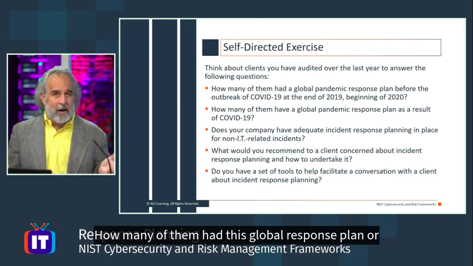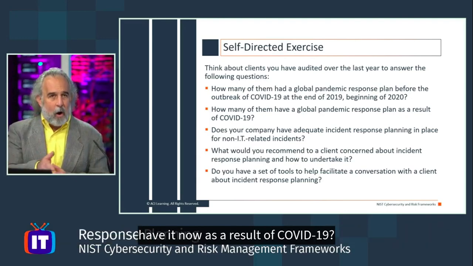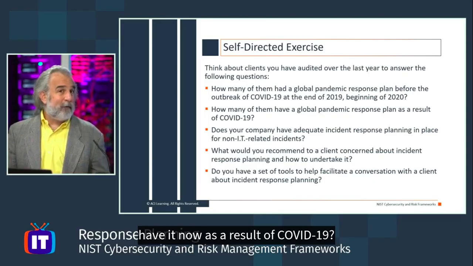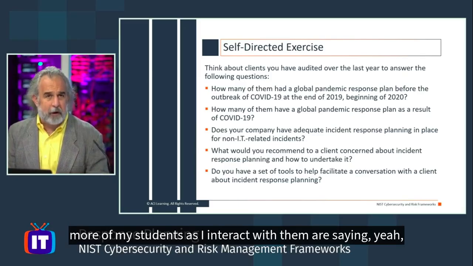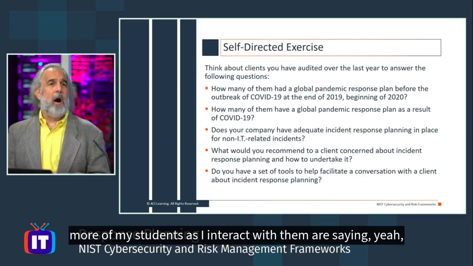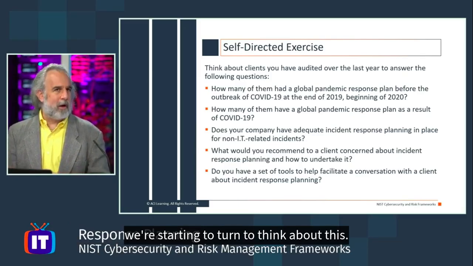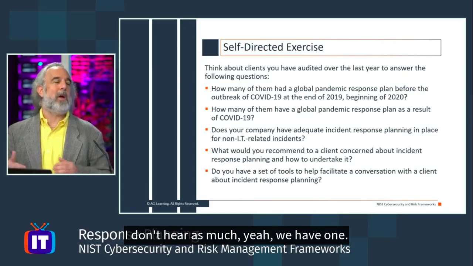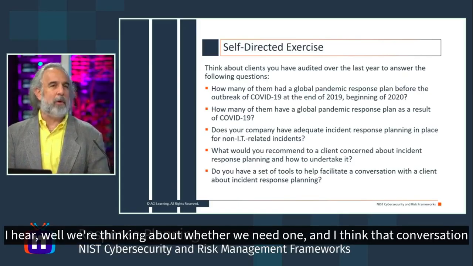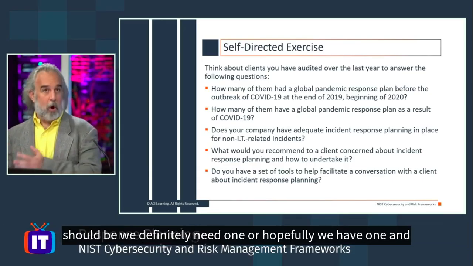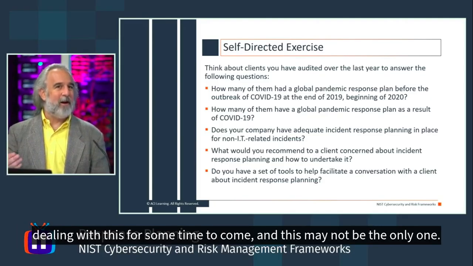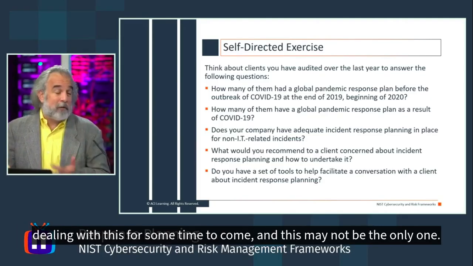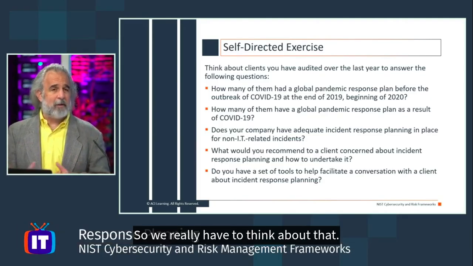How many of them had this global response plan or have it now as a result of COVID-19? I find that while more of my customers, more of my clients, more of my students, as I interact with them, are saying, yeah, we're starting to think about this, I don't hear as much, yeah, we have one. I hear, well, we're thinking about whether we need one. And I think that conversation should be, we definitely need one, or hopefully we have one, or we're about to put it into action. Because events have shown we clearly are going to be dealing with this for some time to come, and this may not be the only one. And so we really have to think about that.